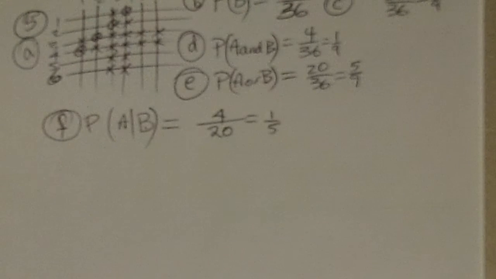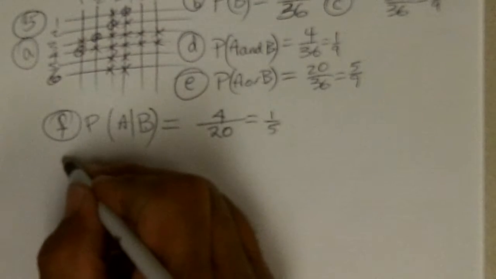So if we know we got a 3 or a 4 showing, then there's a 1/5 chance that we have a sum of 5. That's what that means.